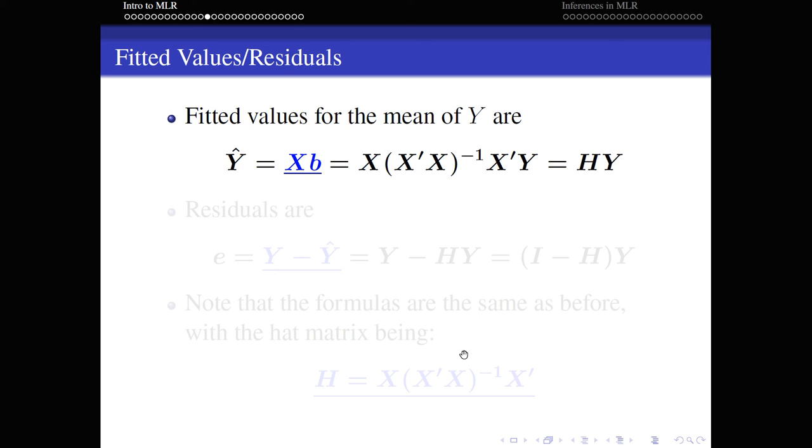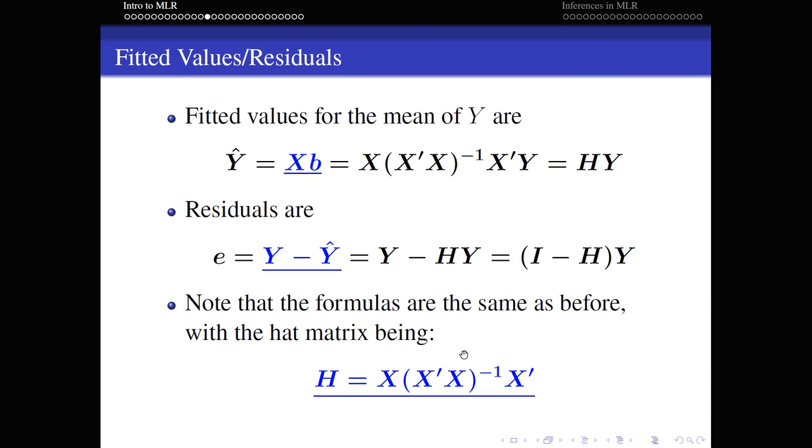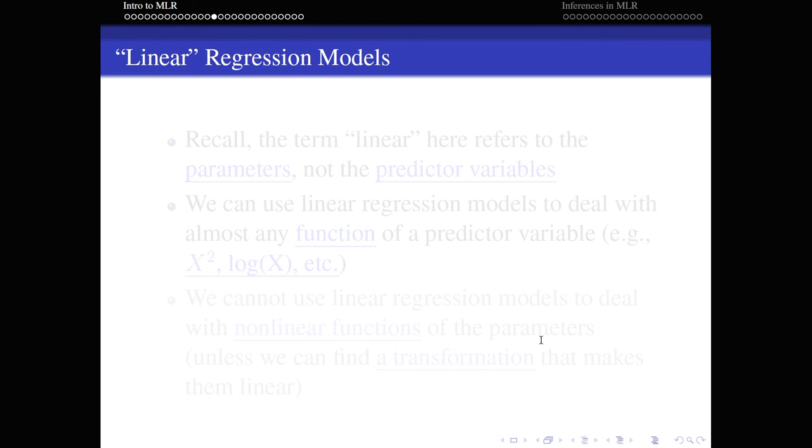So for the fitted values, we have y hat as xb, which is the hat matrix times y. Residuals are y minus y hat, just like before, or the identity matrix minus the hat matrix times y. The formulas, again, are all exactly the same as before. Our hat matrix is exactly what we saw it was before.